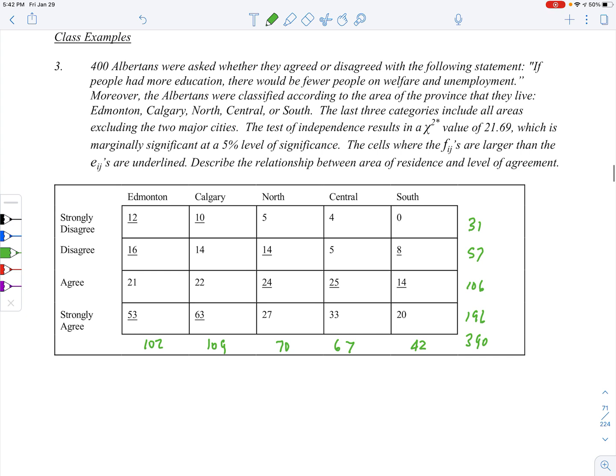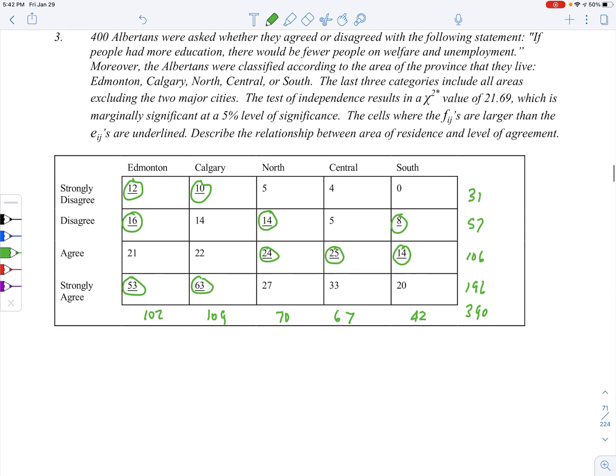Let me show you in this example here. So I already gave you the marginal totals and so on like this, but let's take a look at the ones that are underlined. So the ones that are underlined are the ones where the Fij's turn out to be larger than the Eij's. Right there. And the question is then, how would you describe this relationship?